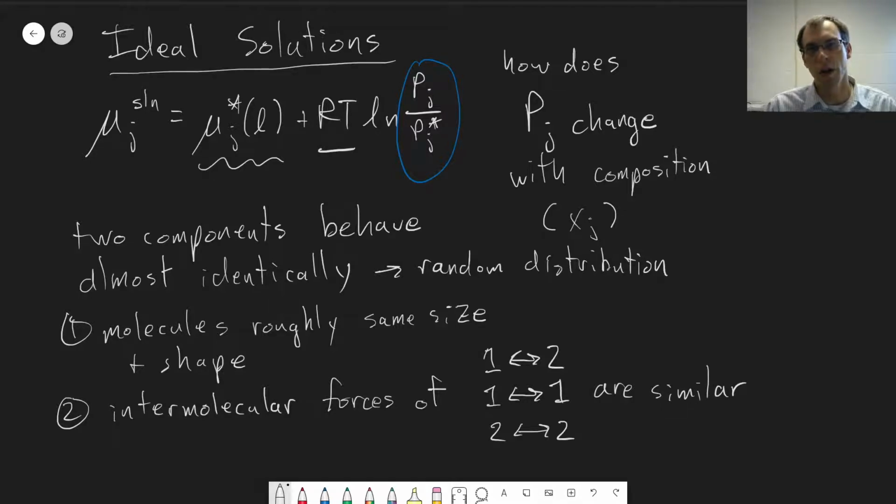Okay, so I want you to pause the video and think for a minute. Often we're thinking about organic solvents. What two types of molecules could you mix together that would satisfy this sort of condition?